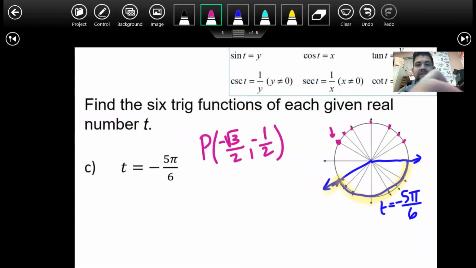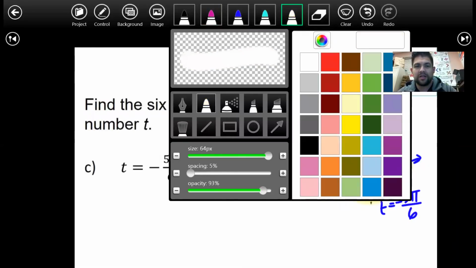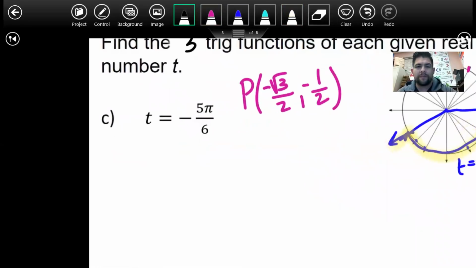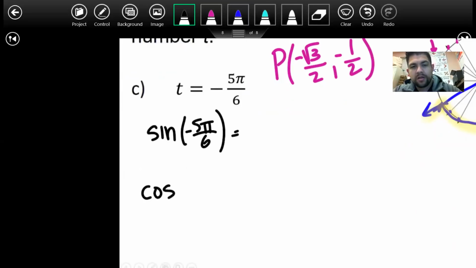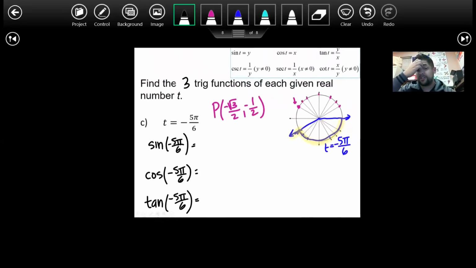So now it's asking us for the 6 trig ratios again. We've known to not do this, so let me change this again. We're going to look at just 3 main key identities for our trig. So again, we're looking for sine of negative 5 pi over 6. We're going to look for cosine of t, in this case negative 5 pi over 6. And we're going to look for tangent at negative 5 pi over 6. And you have the ratios right up above you. These are what we're going to use to identify our functions.